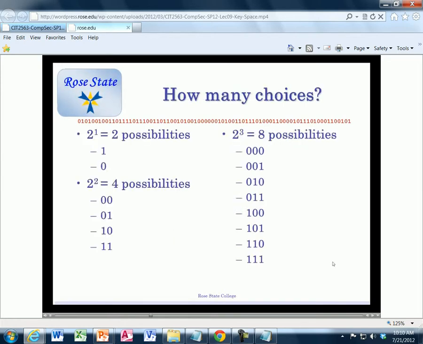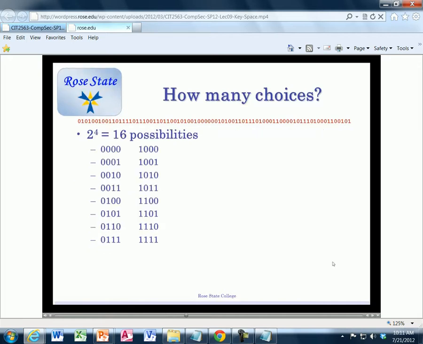Here are the possibilities. It's 2 times 2. So with a key space of 1, you have 2 possibilities. 3 is 2 times 2 times 2. Maybe like DES or AES or something. You can use brute force, and I can do 7,000 per second.